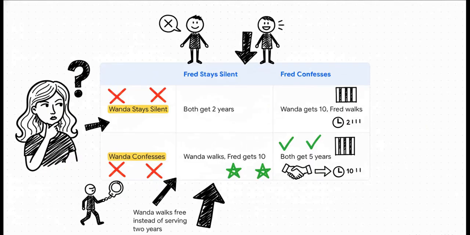So let's break this down. Put yourself in Wanda's shoes for a second. Let's say Fred decides to keep his mouth shut. What should she do? Well, if she confesses, she gets to walk free instead of serving 2 years. Pretty good deal. Okay, but what if Fred sings like a canary and confesses? Well, her best move is still to confess because serving 5 years is way better than serving 10.